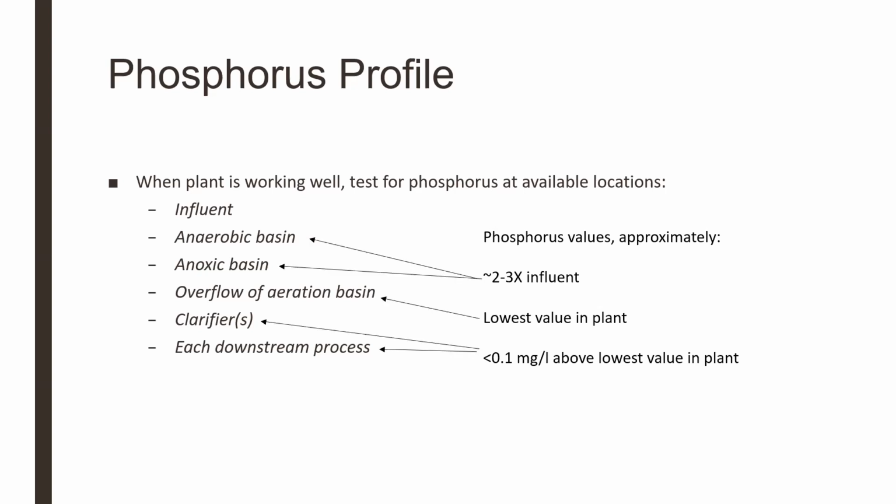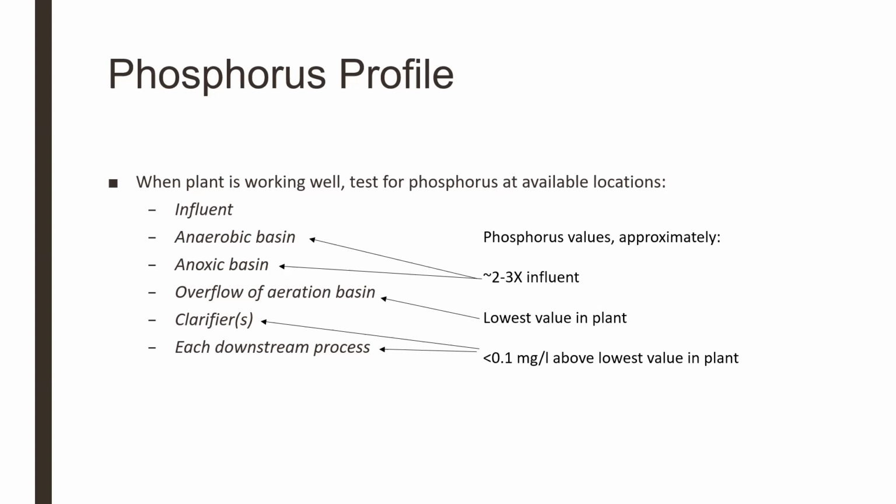In your anaerobic basin and your anoxic basin, the phosphorus values would often be about 2 to 3 times the influent. And this is part of the fermentation cycle. So the first step in phosphorus removal is to add more phosphorus to the system. It's pretty counterintuitive, but it does work. Then that phosphorus is consumed in the aeration basin.